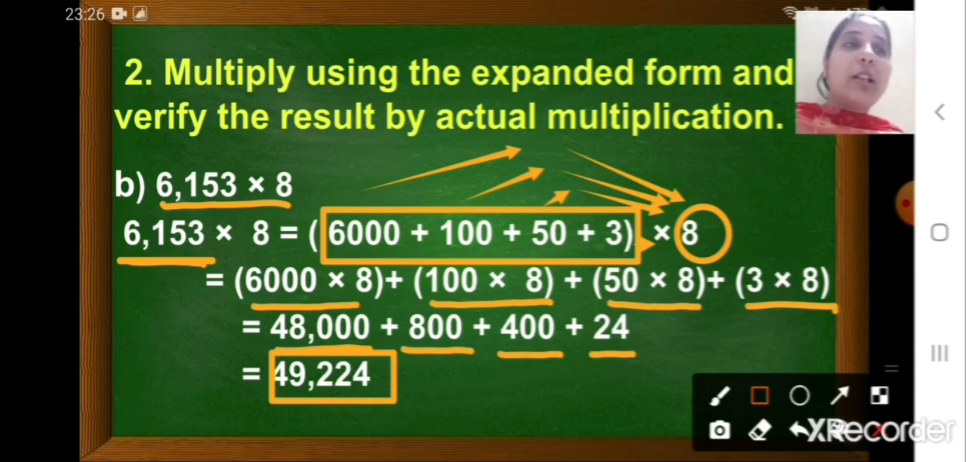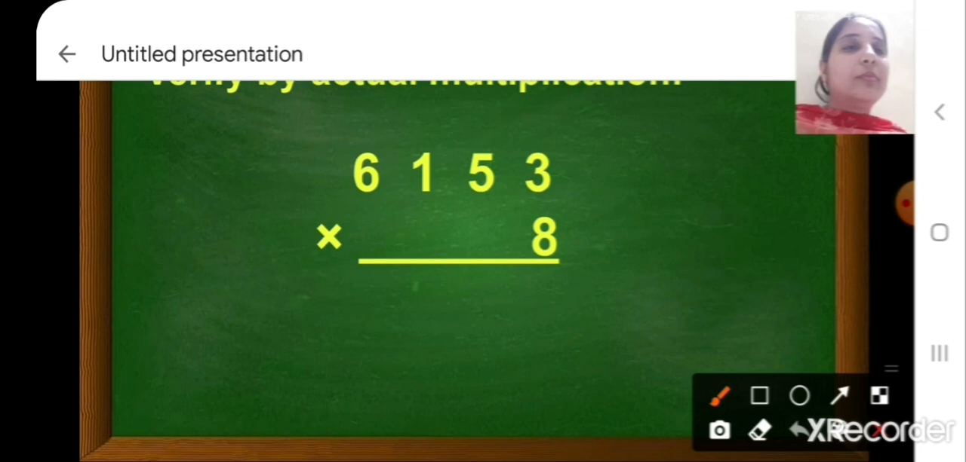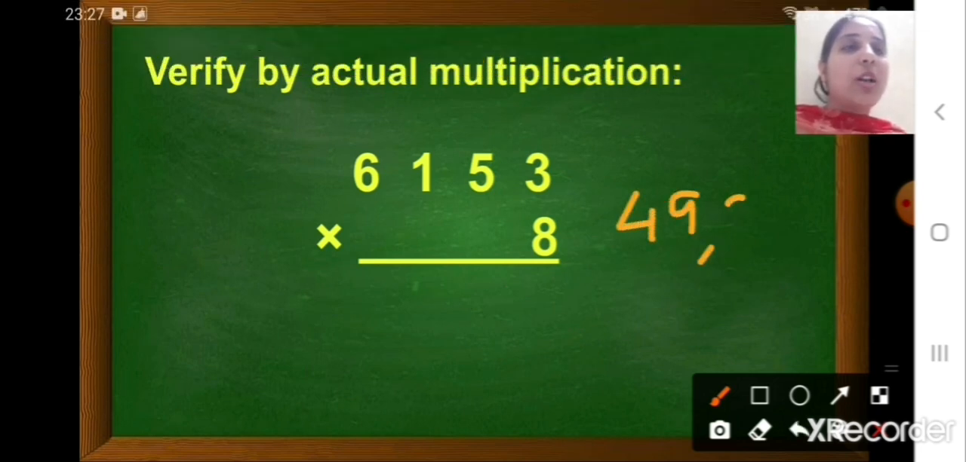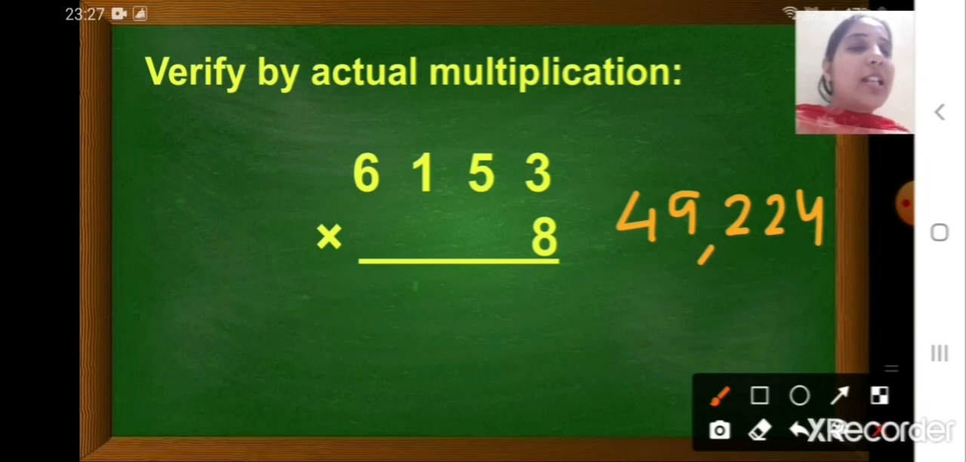So we have to multiply and see whether we get this answer by actual multiplication or not. 49,224. Now let's start with the digit at the ones place. And what is the digit here at the ones place? 3 8s are 24. So 4 we will write here and 2 will be carried over to the tens place.